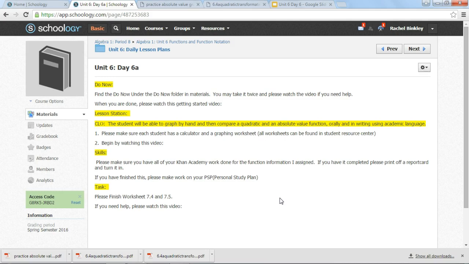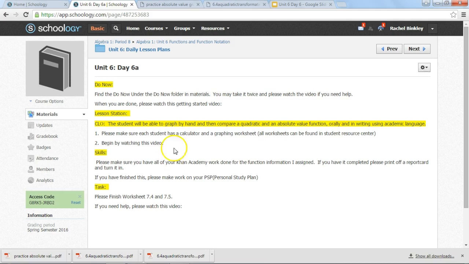So the very first thing you do is write down that CLO right here in your student understanding log. And while you're at it, make sure that whole thing is filled out. That's going to be worth a lot of points when we are done with this unit. Okay? So write that down first, and then I'm just going to show you how to get started.